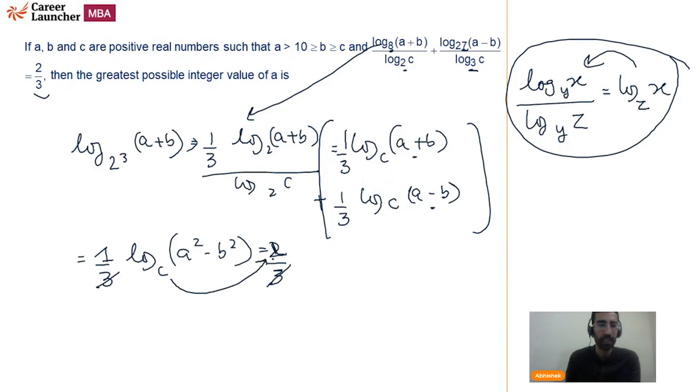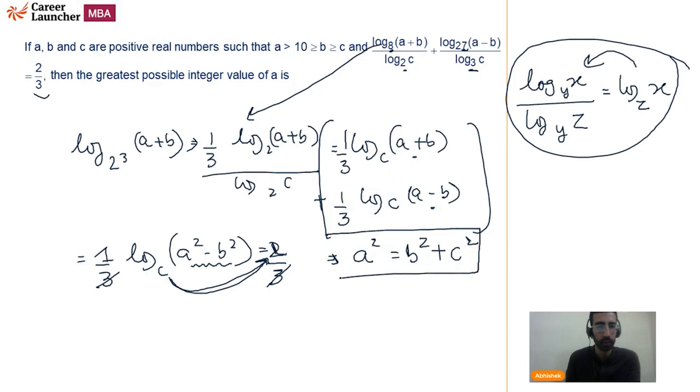And using basics of log, c square now, right? c square is equal to a square minus b square. So basically, a square is equal to b square plus c square. We'll get c square here. a square minus b square is equal to c square. You take b square to the other side. You're left with this Pythagoras theorem kind of looking relation.